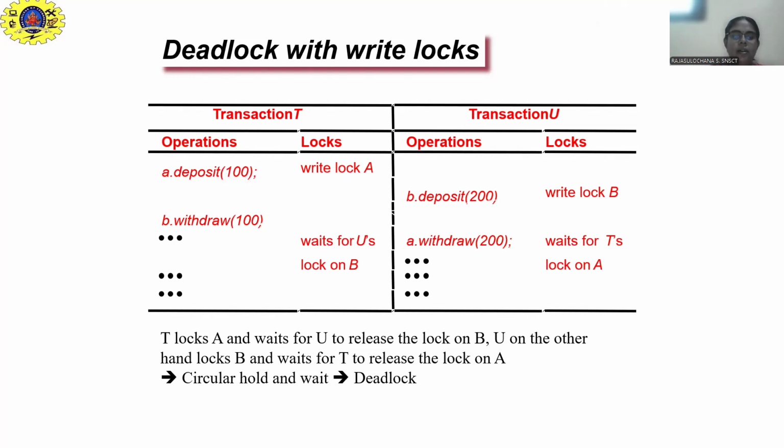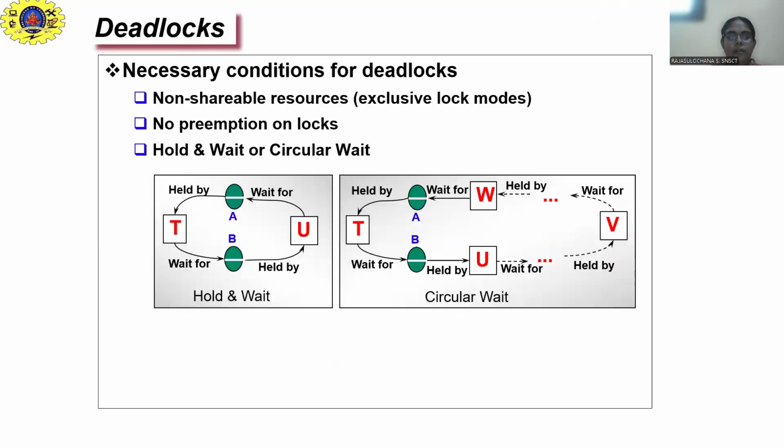A transaction has obtained a lock on a particular resource for which another transaction is waiting to be released. So this kind of transaction exhibits circular hold and wait, which is called as deadlock. So this is another example for deadlock.